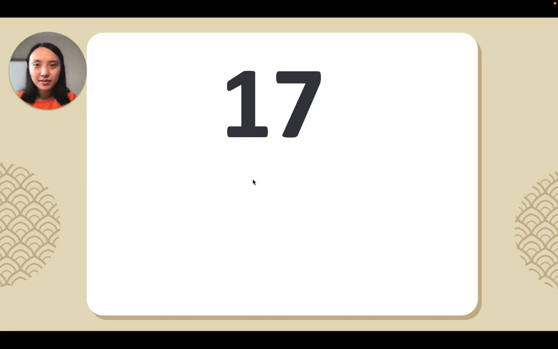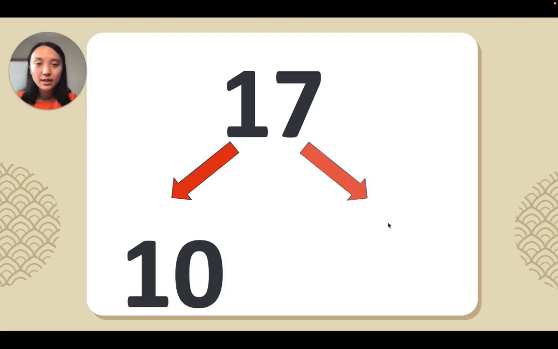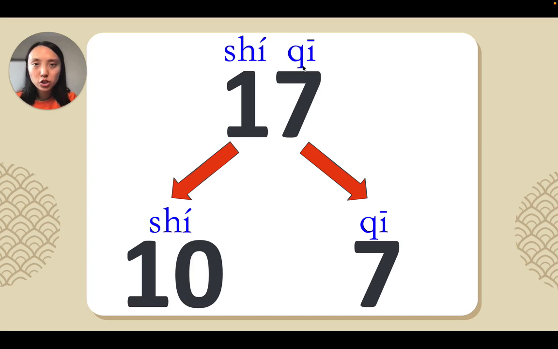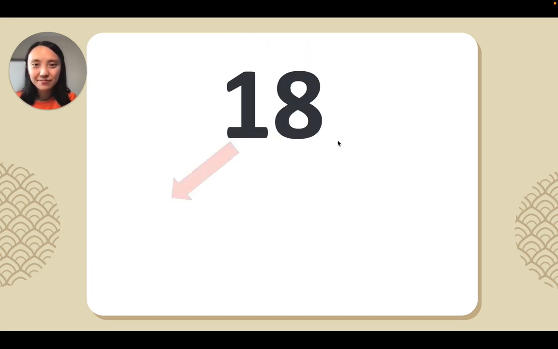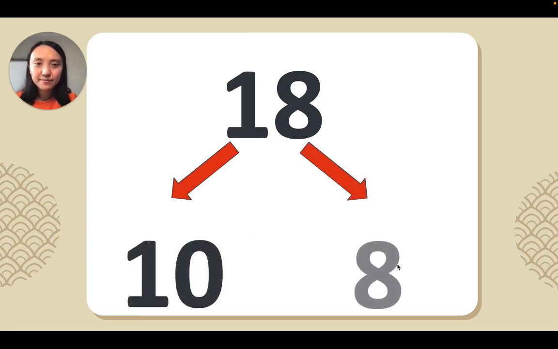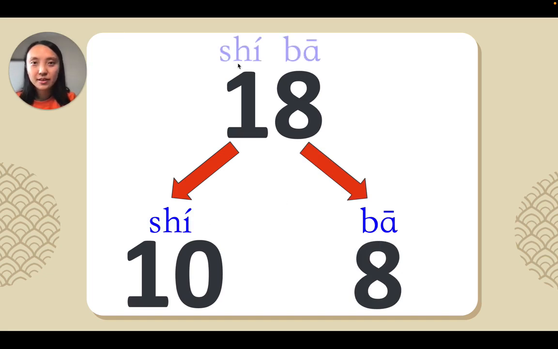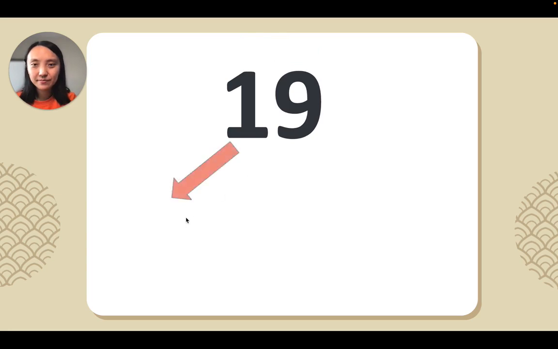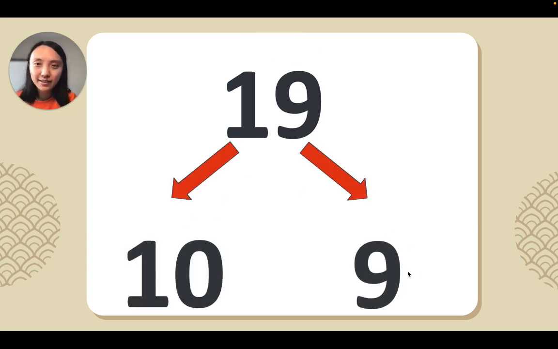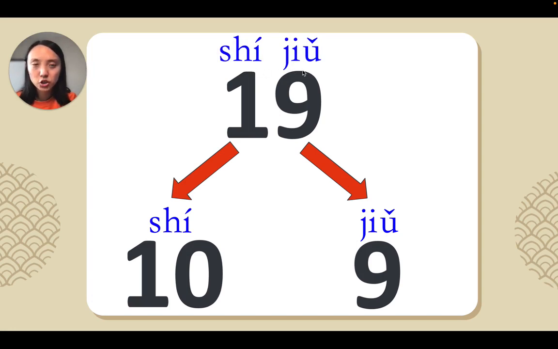Number 17, 10 and 7. 十七. 17 is 十七. 18, 10 and 8, 十八, 十八. 19, 10 and 9. 十九. Number 19 is 十九.